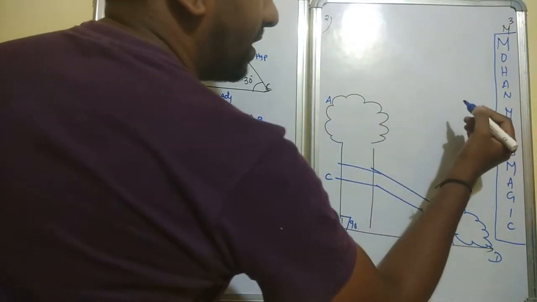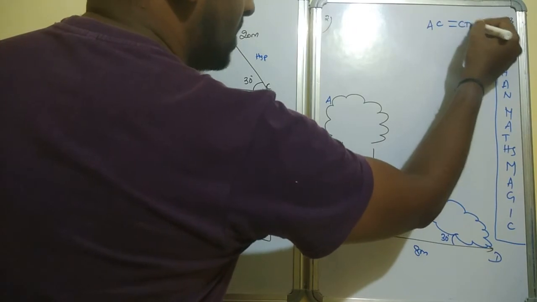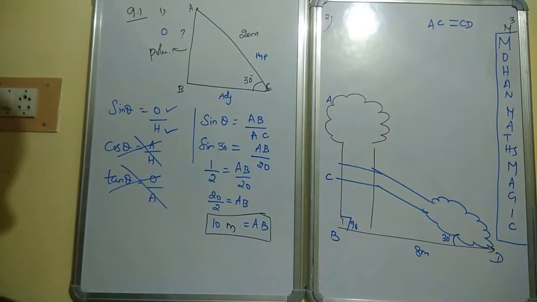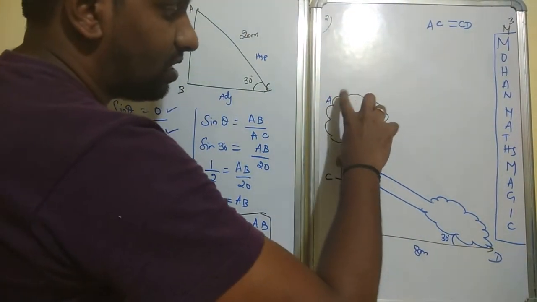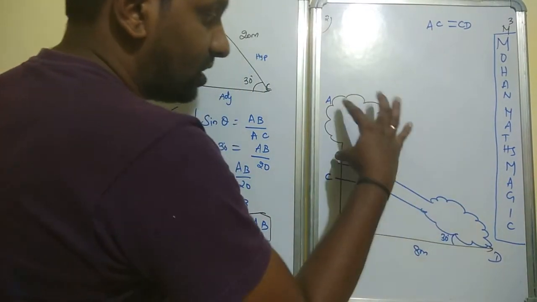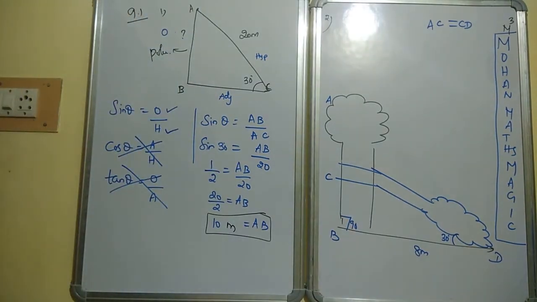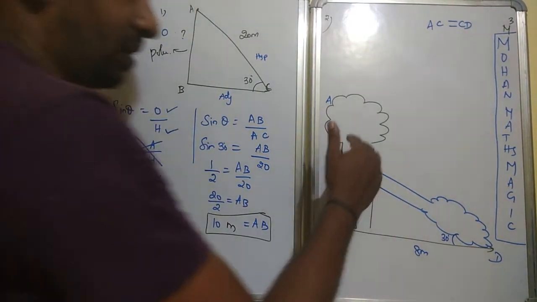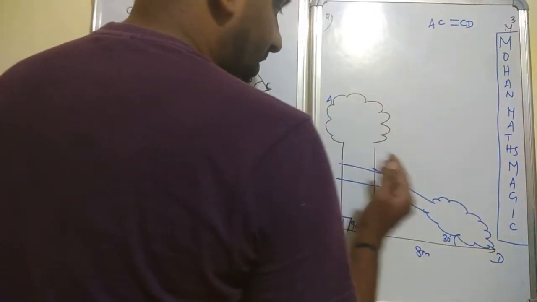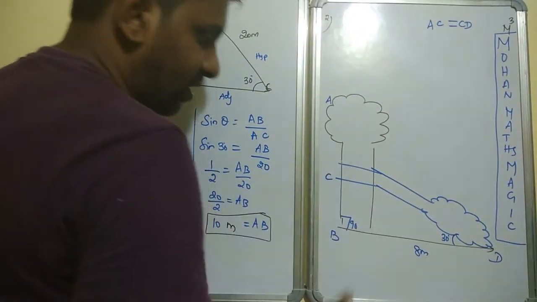So AC, I'm telling you that AC equals CD. Why? AC equals CD because this part is the broken part and the same part is falling down. So the distance AC is equal to CD. Therefore, if you find the hypotenuse, if you find this side, then it will be easy to find the height of the tree.